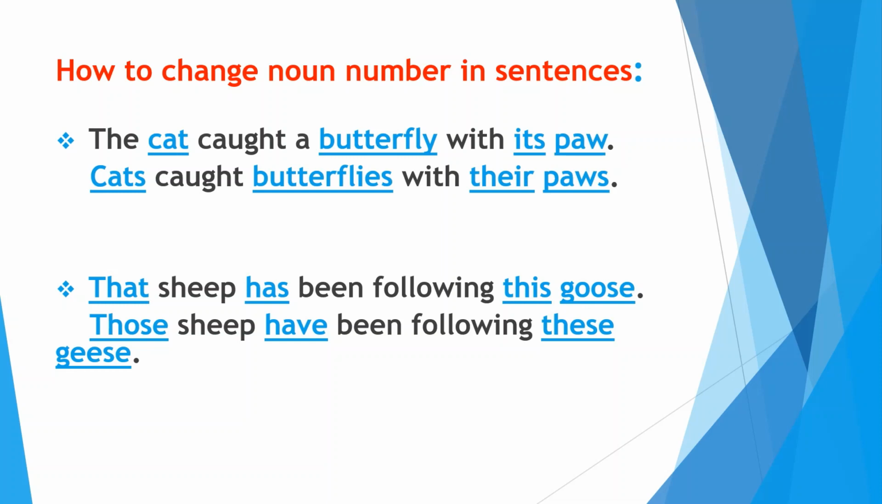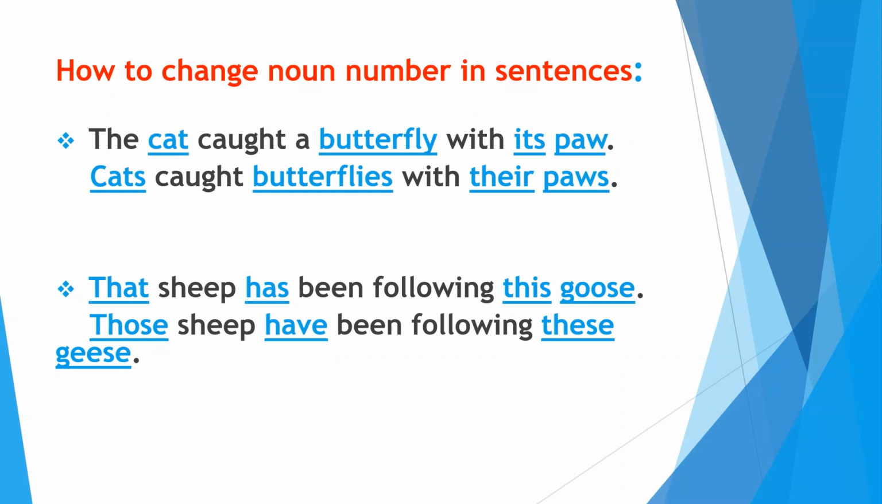Now let's see how to change noun number in sentences. For this, let's learn through sentences. First sentence is: the cat caught a butterfly with its paw. Now in this sentence you can see that cat is a noun, butterfly is a noun, then its paw, all these are nouns, means all these underlined words are nouns. So when we have to change this sentence into plural form, we have to change all nouns which are in singular form in the sentence. So what is the answer sentence?